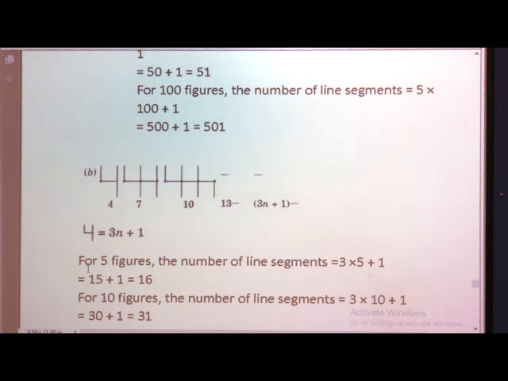So for 5 figures, it is for n equal to 5. So what will this be? 3 multiplied by 5 plus 1. So 15 plus 1 is equal to 16. 16 segments will be required.